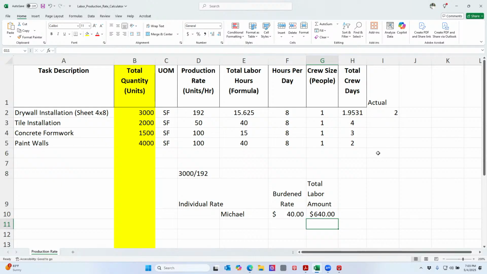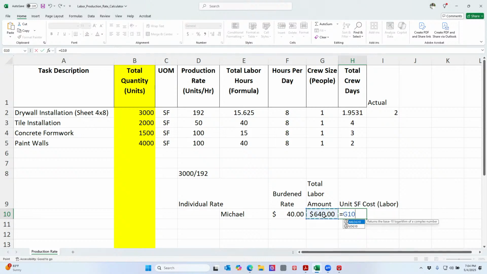Right? So now, watch this. I'm going to show you something else you can do. Now, if I say, well, now, Michael, how much is your unit cost? So my unit square foot cost for labor, I'm going to take this 640, because this is how much it's going to cost me total, and divide it by the total quantity. I'm going to take this divided by the total quantity. So that lets me know it costs me 21 cents a square foot. 21 cents a square foot.